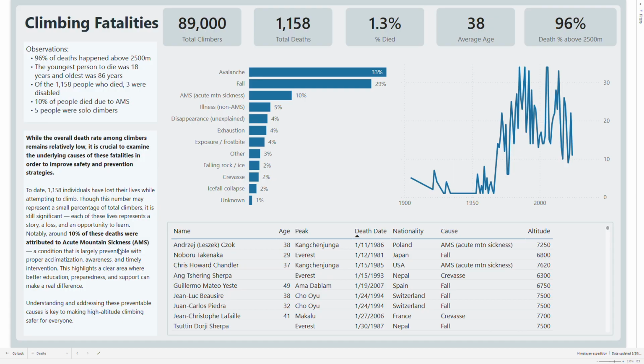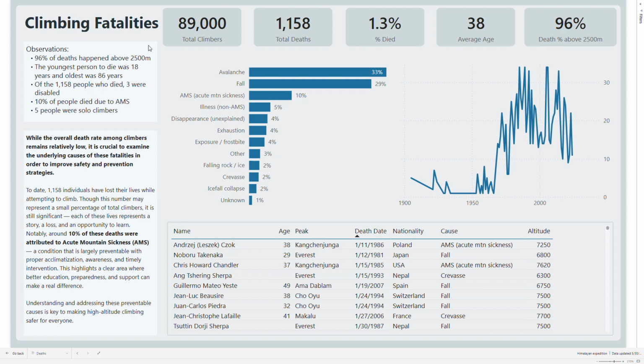And from my analysis, I also found that acute mountain sickness contributes to 10% of the deaths. So this is a very preventable thing. It just means the oxygen is very low at a high altitude, and because of that, your body needs more time to adjust. So you just need to take the climb more slowly, and I believe this is something that we can do to prevent the deaths.